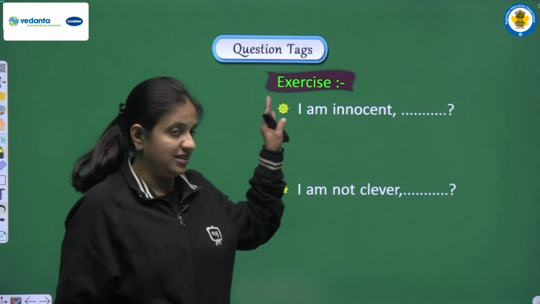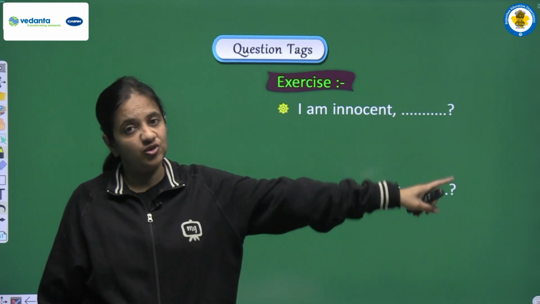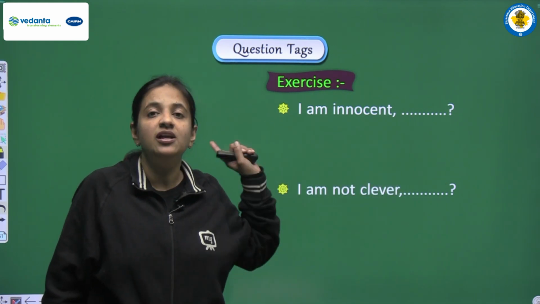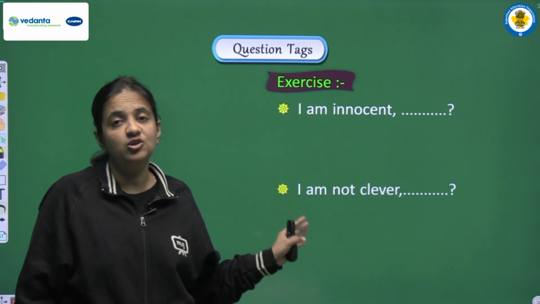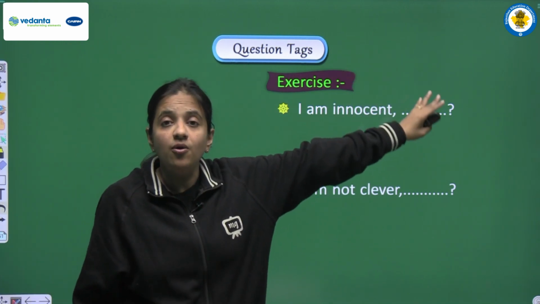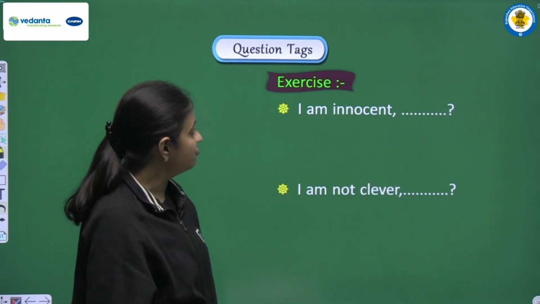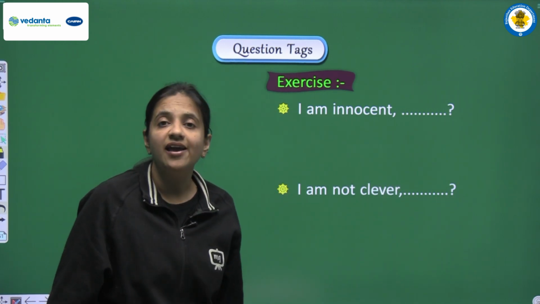So now we have the statements, and after the statement we have to add the question tag. Students, in your examination also you will have the question in this manner. You will have one statement, after that there will be one comma, and after the comma you have to add the question tag. Okay, so now let's begin with our first sentence, that is, I am innocent.